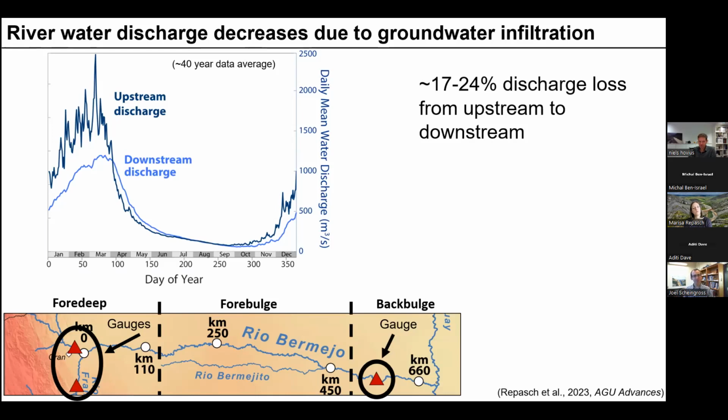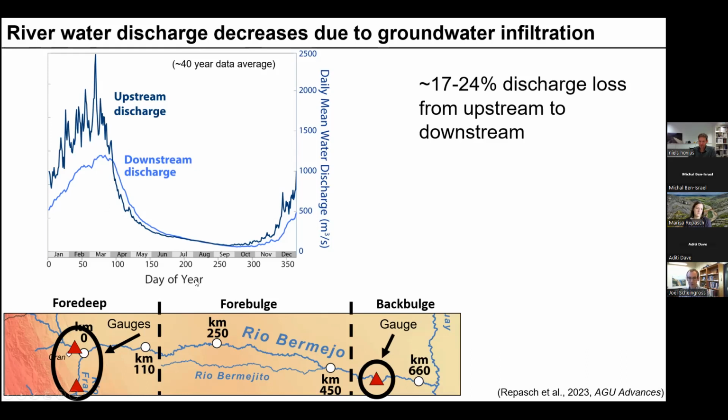Again, I'll point out this is a really rural region of Argentina. There's not a lot of water being drawn from the river for human use. We did quantify that where it exists, and it's a couple percent. It can't really explain this 17 to 24% loss in discharge. So either somewhere between the foredeep and the back bulge we have a losing stream, or there must be a ton of evaporation happening in order for us to get this big loss in discharge.